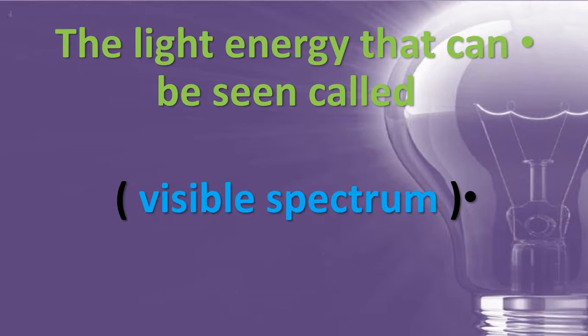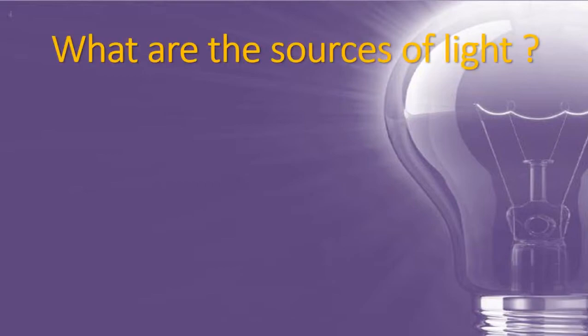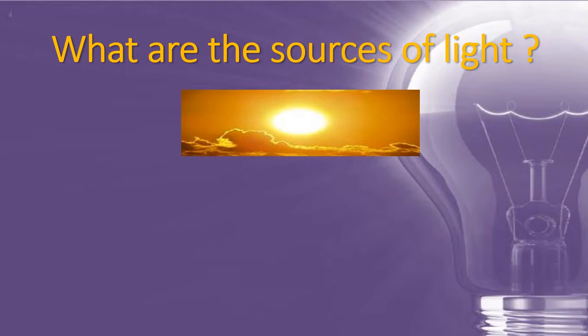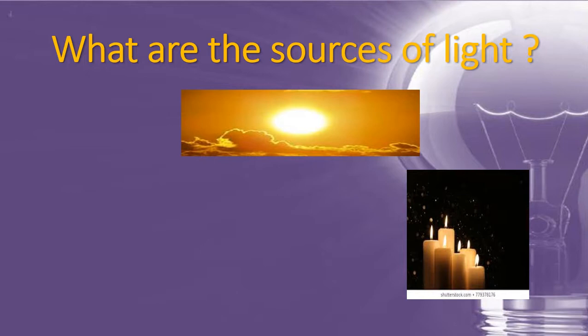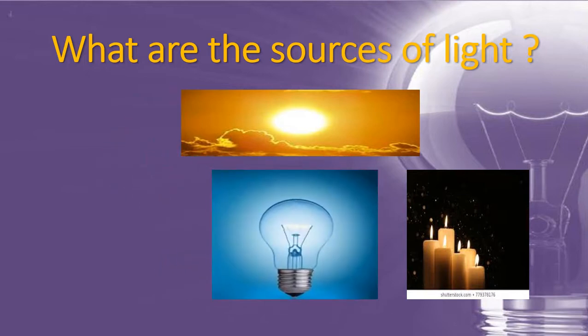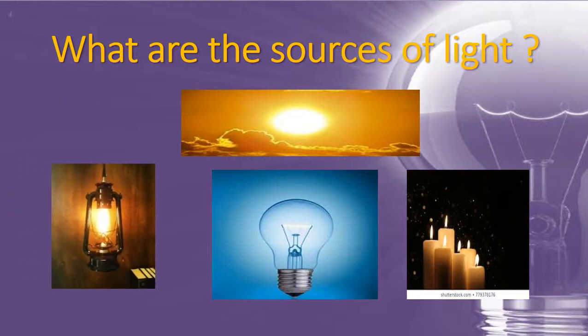Now we must study the sources of light. Who can say some sources of light in our daily life? Yes, like lamp, candle. But what is the main source of the light on the earth? Great, the sun. So the sources of light are the sun, which is the main source of light, candles, lamps like electric lamp and kerosene lamp.